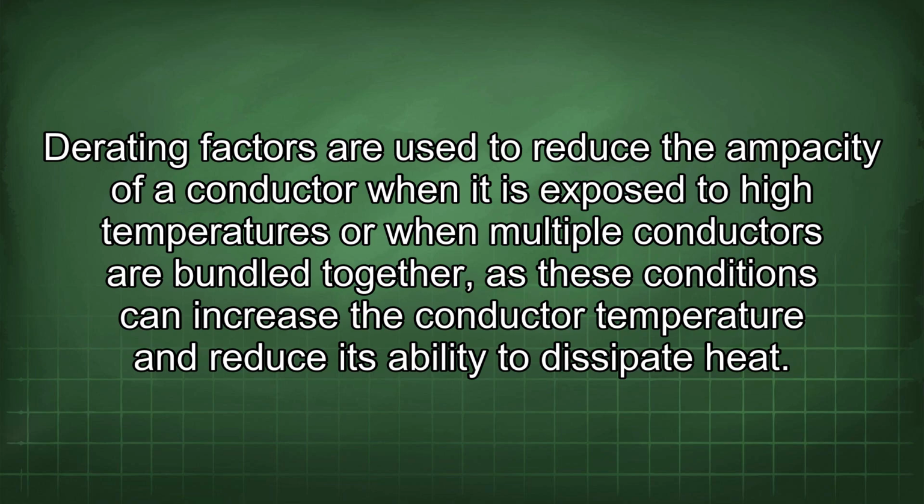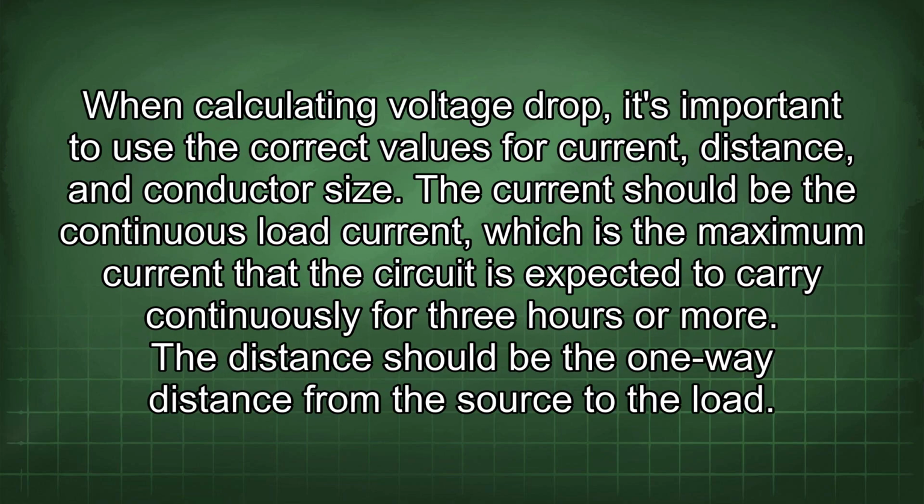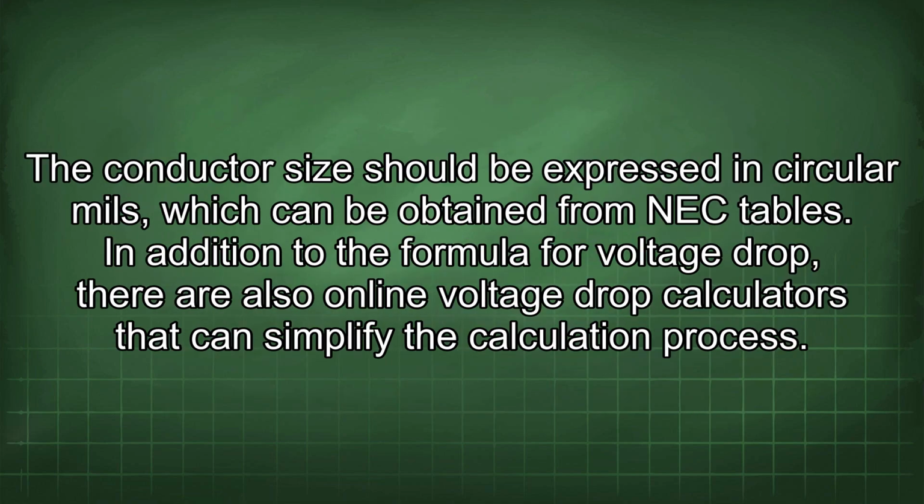When calculating voltage drop, it's important to use the correct values for current, distance, and conductor size. The current should be the continuous load current, which is the maximum current that the circuit is expected to carry continuously for 3 hours or more. The distance should be the one-way distance from the source to the load. The conductor size should be expressed in circular mils, which can be obtained from NEC tables.